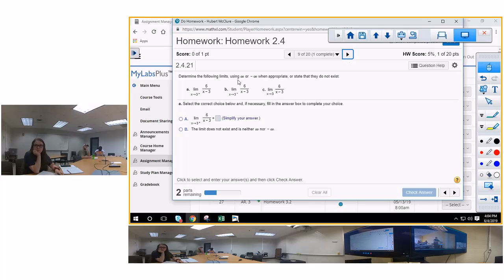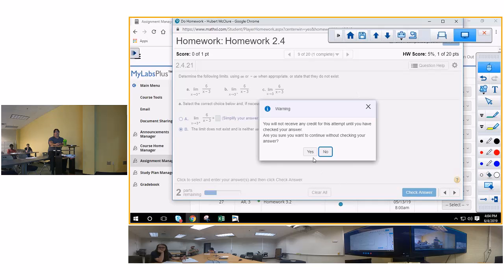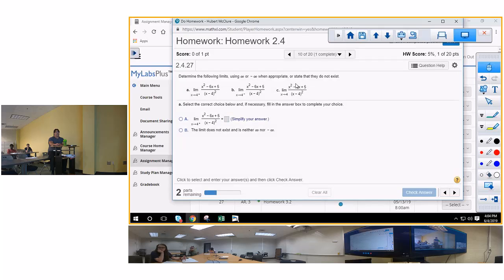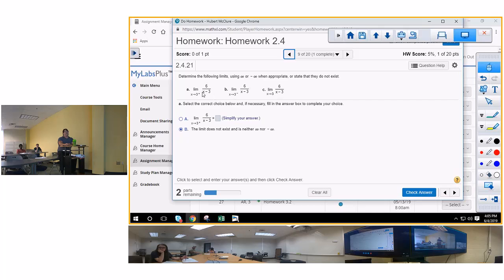Determine the following limits. Okay, is x approaching us undefined? 6 over 0 is undefined. Probably it's undefined, so it's probably going to be B. That's not a good test question. What did it ask? Just as it approaches from the right or from the left? Yeah. Oh. Well, it's undefined here and it's undefined here. It's going to be undefined here.